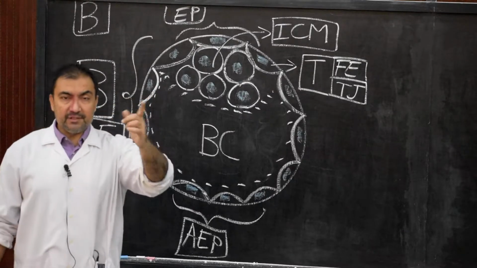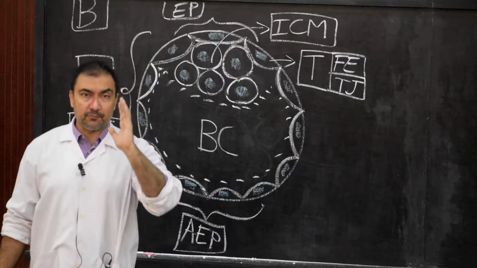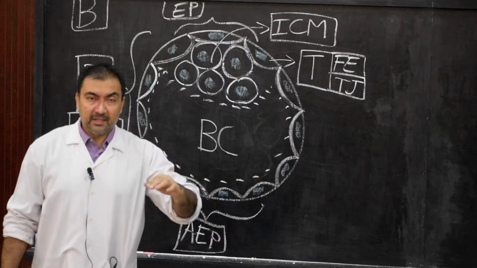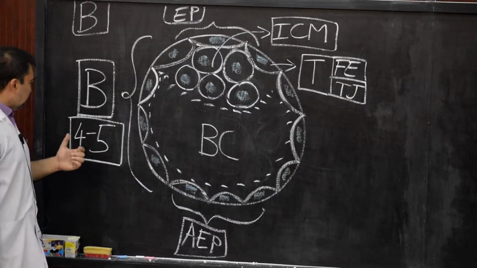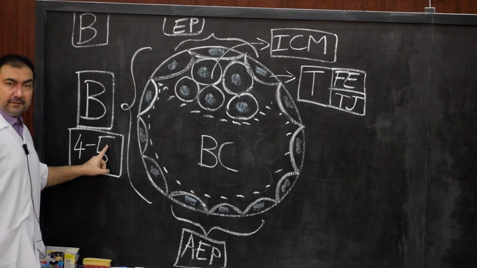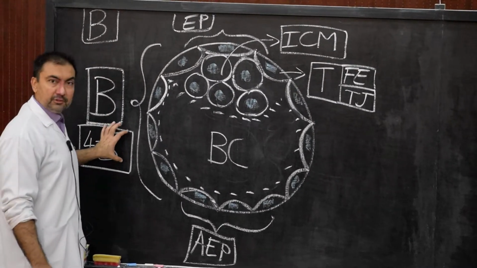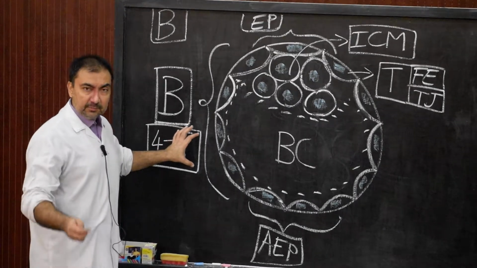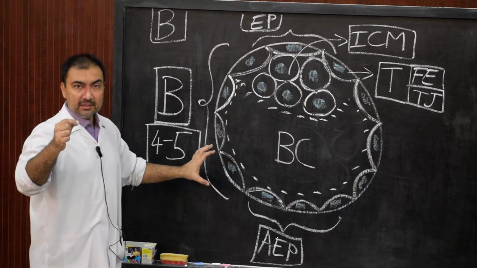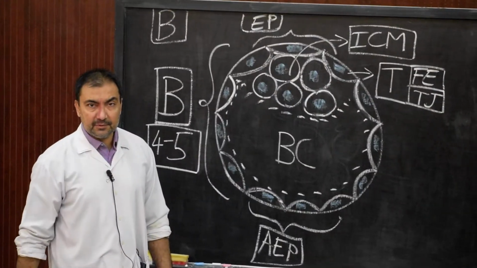Remember, the morula stage was reached at the end of the 3rd day. After the morula stage, the blastocyst stage will be achieved at the end of around the 4th or 5th day after fertilization. So please note down, at the end of the 4th or 5th day after fertilization, the stage of blastocyst will be reached.